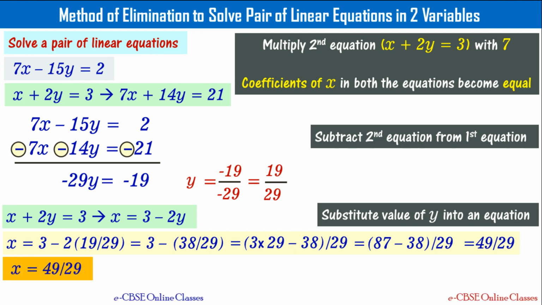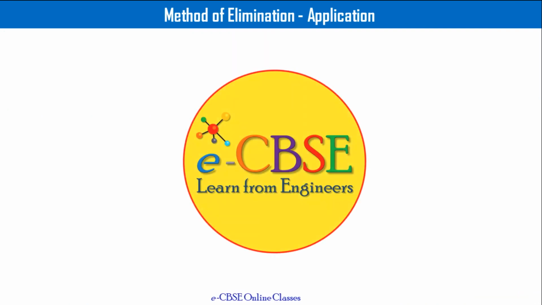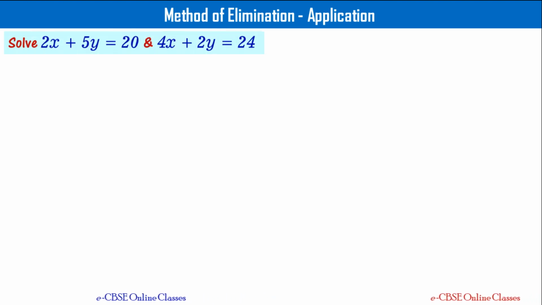Now x equal to 49 by 29 and y equal to 19 by 29 are the solutions to the pair of given equations, right? This is fairly simple method compared to substitution method. Now let's take a look at an application of method of elimination. Just to understand the method better, let's solve 2x plus 5y equal to 20 and 4x plus 2y equal to 24.